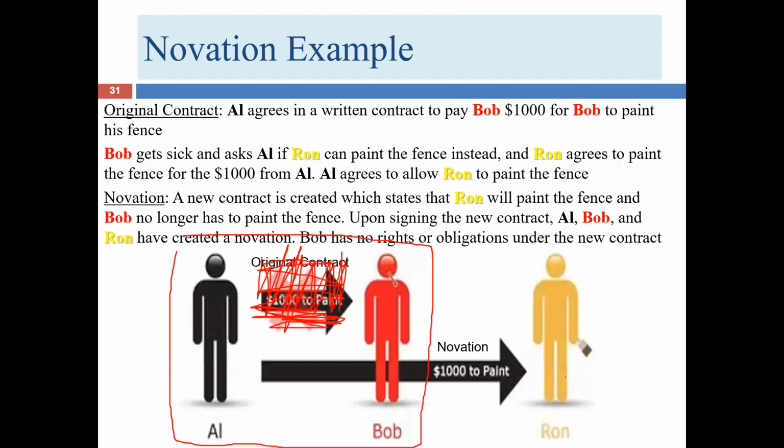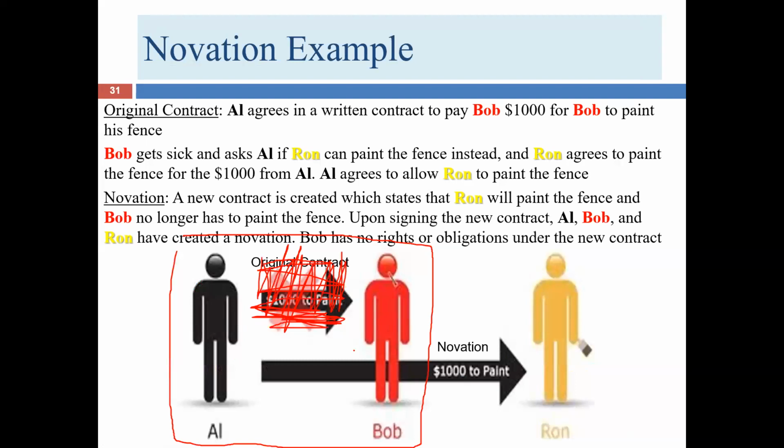Everybody has to agree. Bob has to agree because after all, he's not going to get the $1,000. Maybe he's not that sick. Maybe he could go ahead and paint it if he wanted, if he had to. And so Bob has to agree to forego the $1,000. Al has to agree to accept Ron's painting.